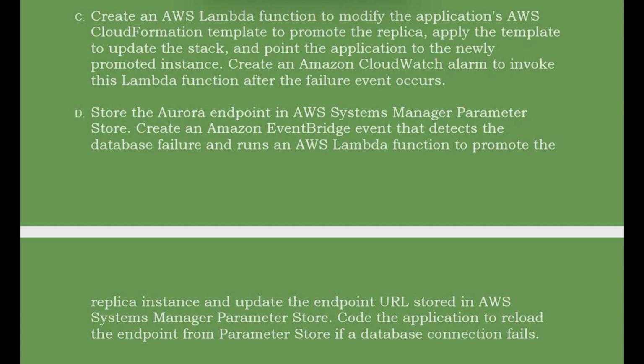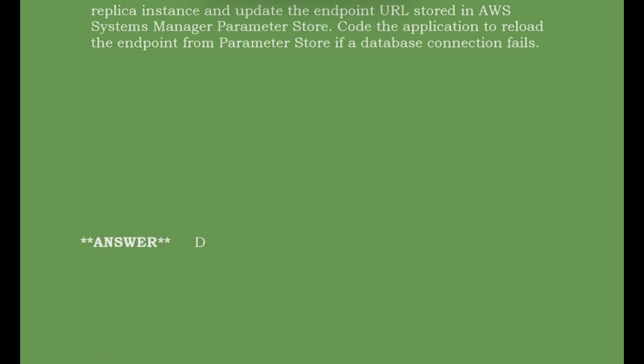Option D. Store the Aurora endpoint in AWS Systems Manager Parameter Store. Create an Amazon EventBridge event that detects the database failure and runs an AWS Lambda function to promote the replica instance and update the endpoint URL stored in AWS Systems Manager Parameter Store. Code the application to reload the endpoint from Parameter Store if a database connection fails. Correct answer is option D.